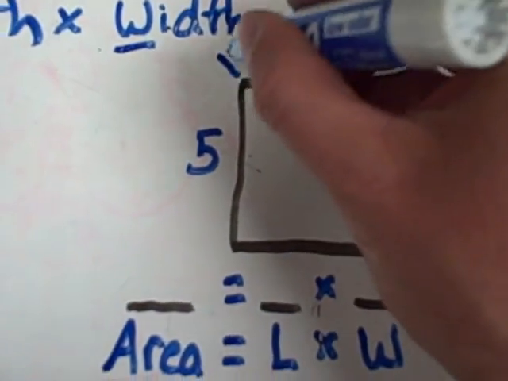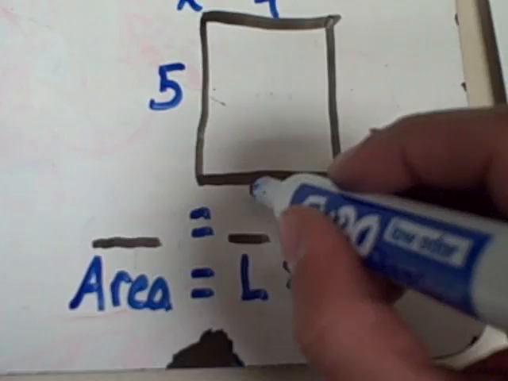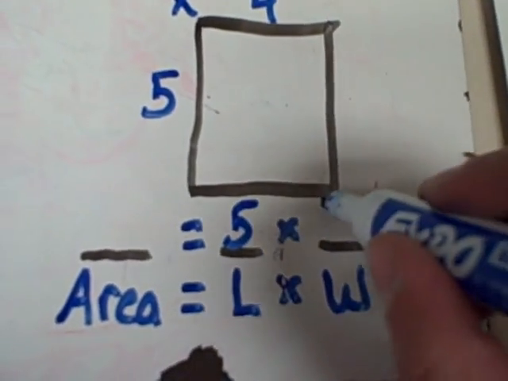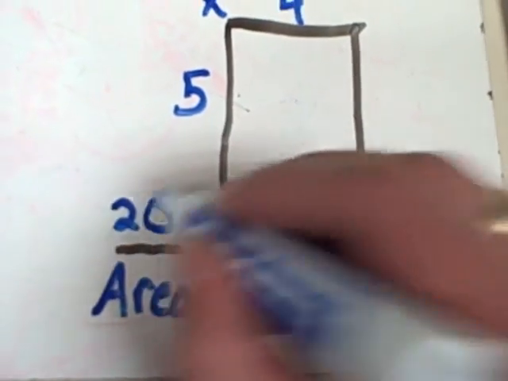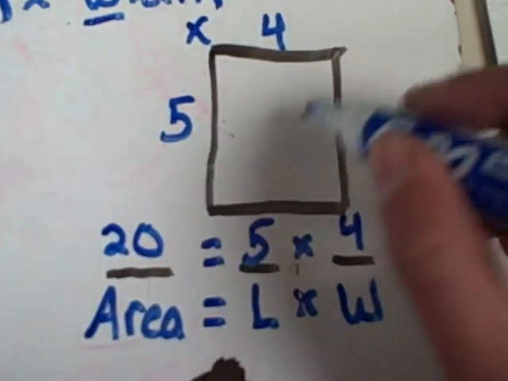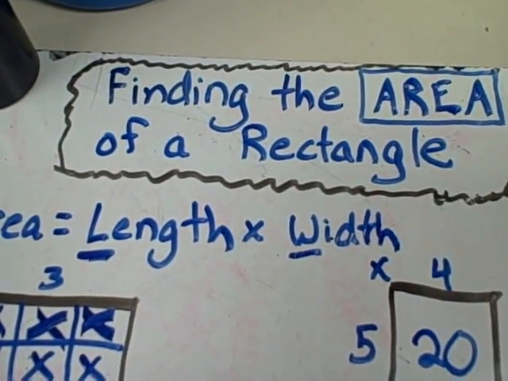So 5 times 4, area we don't know yet, but we know the length is 5. We know the width is 4. And 5 times 4 equals 20. 20 square something. Okay, so that's area, length times width.